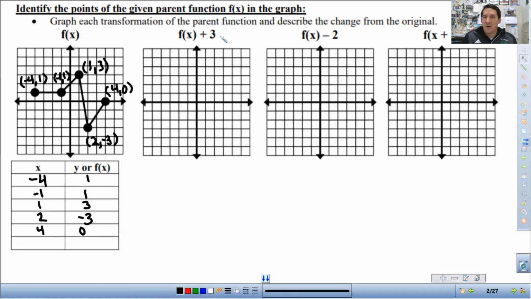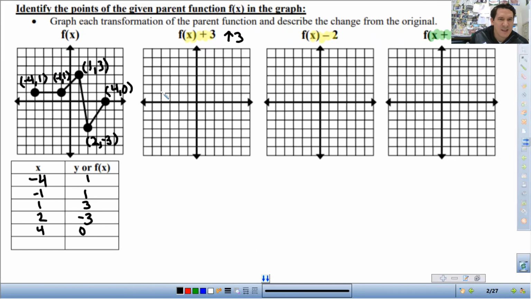What we do with translations and flips is we look at what's being done here. So notice the difference between these two here and then this function over here. They're both adding or subtracting some number to the function, but this is adding it outside of the parentheses, outside the grouping brackets of the function. This one's adding it inside the function. So this is going to be a vertical shift. We're going to shift this up 3.